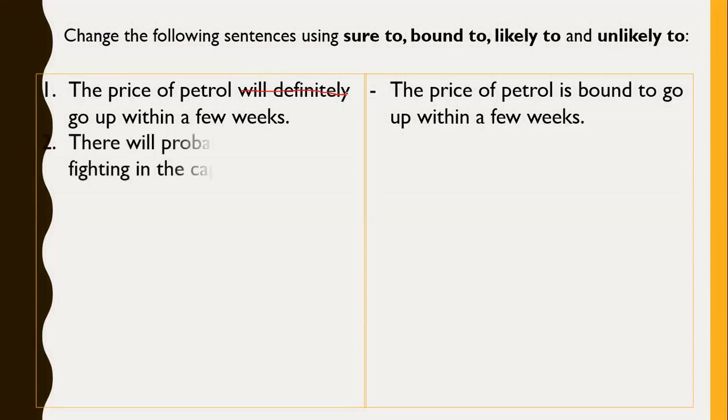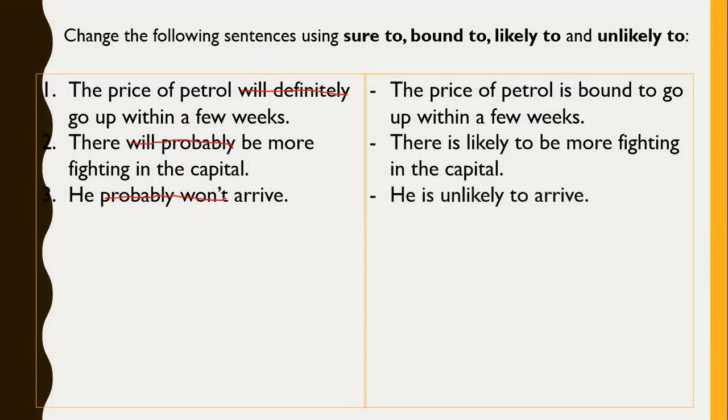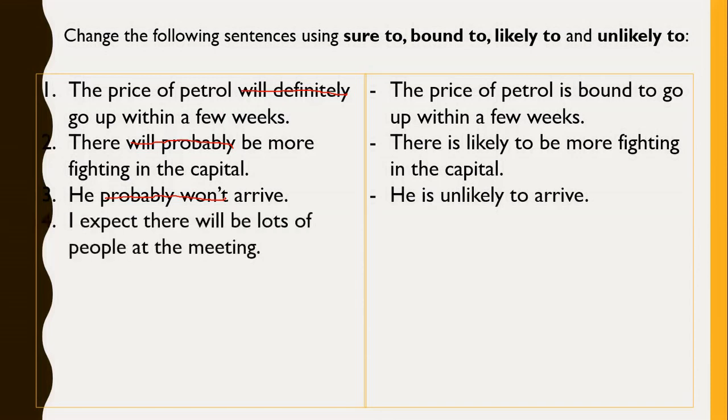Likewise, number two: there will probably be more fighting in the capital. This is your signal word, will probably. Probability means we use likely to. So there is likely to be more fighting in the capital. Number three: he probably won't arrive. Here it is probably, but negative, won't. So likely goes negative and becomes unlikely to. With he, we use is. So he is unlikely to arrive. Very simple.